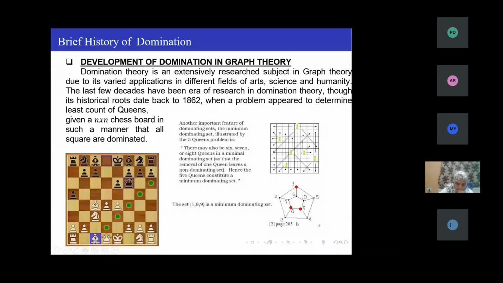In these vertices, we can make out vertex 1, vertex 8 and vertex 9. These are the dominating vertices. We can see that vertex 8 dominates 7 as well as 3, vertex 9 dominates 4 as well as 10, whereas vertex 1 dominates 6, 5 and 2. In this way, these 3 vertices dominate the whole graph.